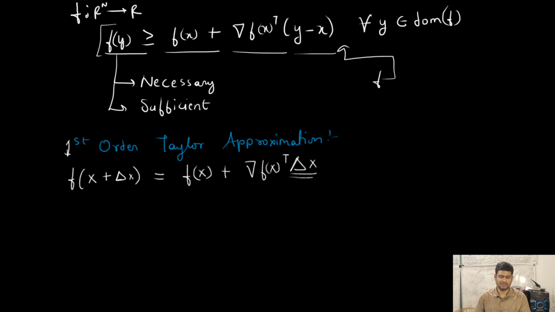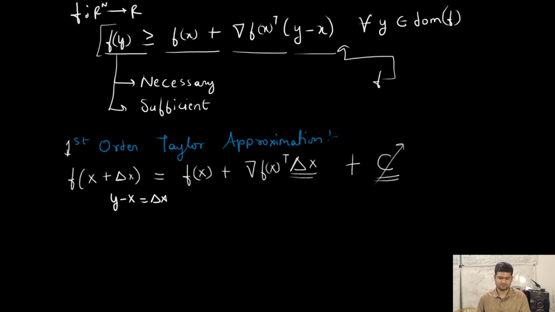So around the point x where delta x is small, the first order Taylor approximation of the function is f of x plus the gradient of f of x transpose times delta x plus some constant. Since we are considering just the first order approximation, we can ignore this constant. So what the condition of convexity states is that for any y in the domain of f, let's assume that for a sufficiently small delta x, the distance between two points y and x, y minus x, is equal to delta x.